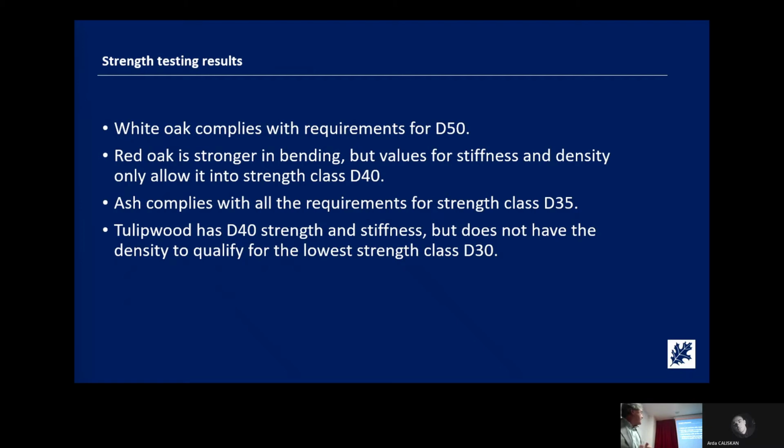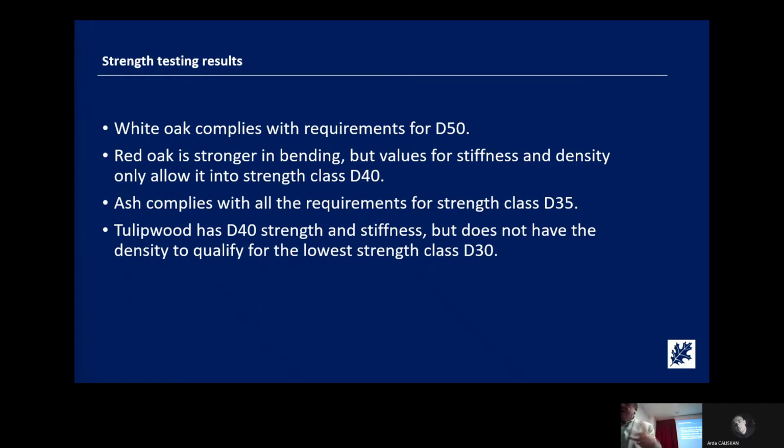From those strength testing results, we found that white oak complies with the requirement for a strength class of D50, whereas European oak is usually classified at D40. And red oak is stronger in bending, but values for stiffness and density only allow it into strength class D40. Ash complies with the requirements for D35, but probably the most interesting one was tulip wood.